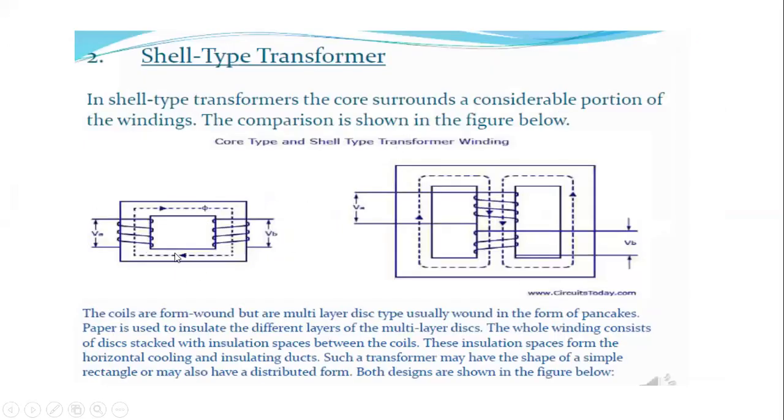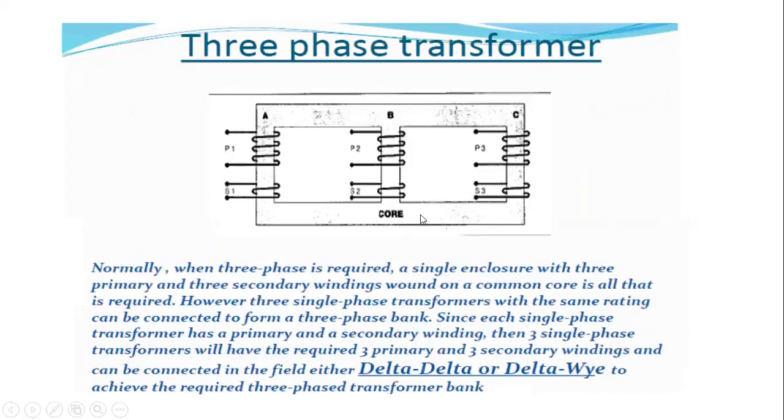This is the basic constructional diagram for the core type and the shell type. This is the core type transformer and this is the shell type transformer. The core type transformer is used only for low and medium voltages. The shell type transformer is used for high voltages. This is the single phase and this is the three-phase transformer. In the three-phase transformer, we use three primaries and three secondaries, or otherwise we use three single phase transformers formed into a bank, a transformer bank.